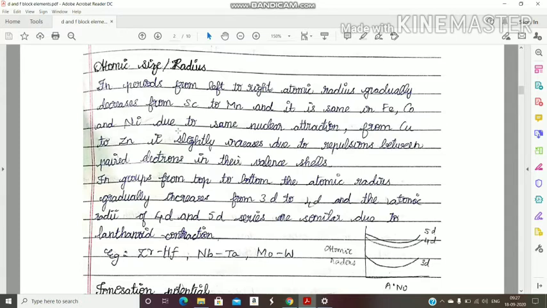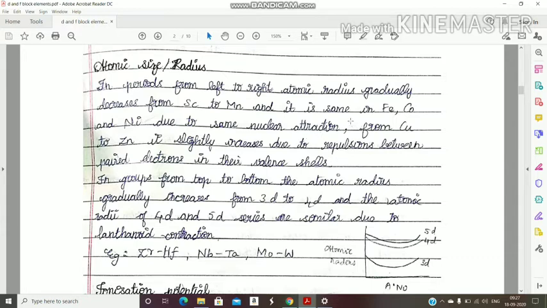So what is the point here? From scandium to manganese, atomic radius decreases as we expected, but it is same in iron, cobalt, nickel. That means at the middle of the transition series, the atomic radius is same. It is due to same nuclear attraction. That means in those three cases, nuclear attraction is same. That is why atomic radius will be same in those three cases.